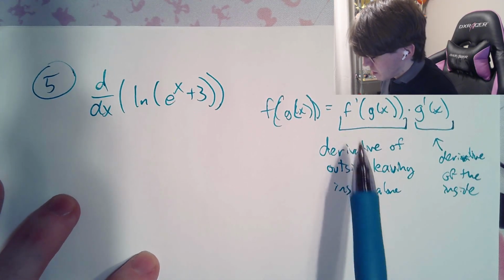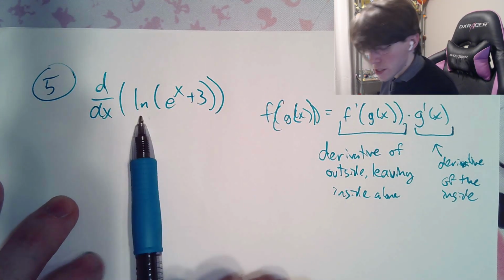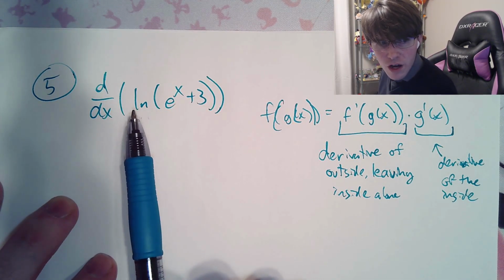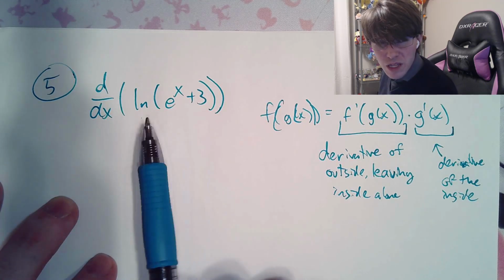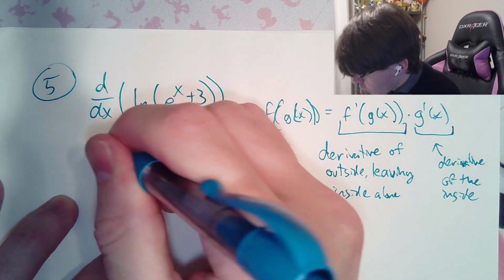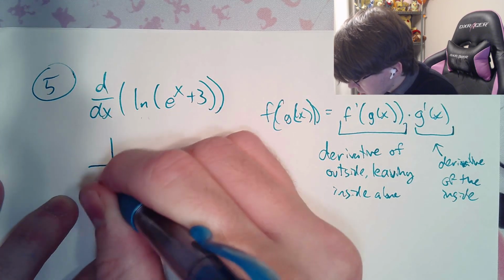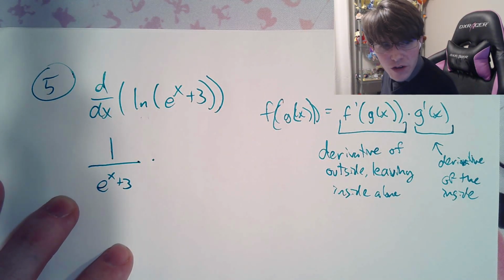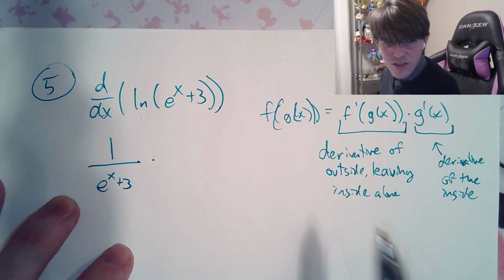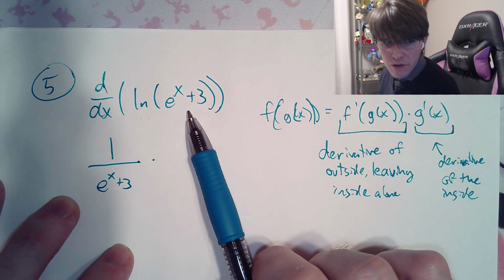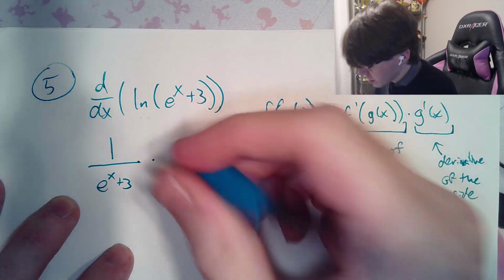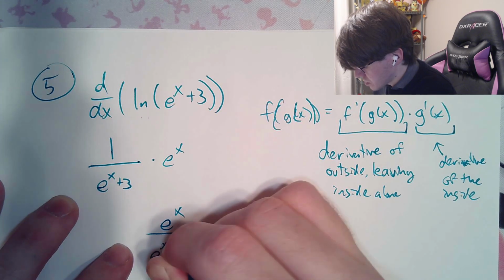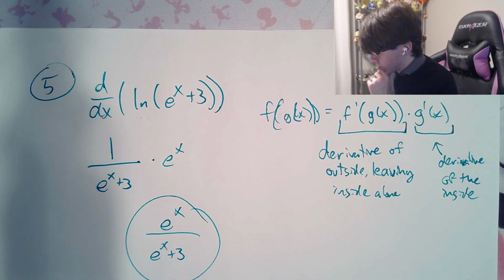So in this case, our f function is this outside, this ln. Our inside function is this e to the x plus 3. Our derivative of ln is 1 over x, but we're going to be leaving the function alone. So it's going to be 1 over e to the x plus 3, and then we're going to multiply it by the derivative of the inside function. The derivative of the inside function, e to the x plus 3, is just e to the x. And this has an obvious simplification of e to the x over e to the x plus 3. Boom, boom, boom.